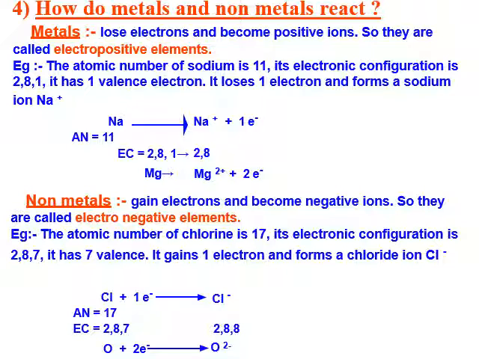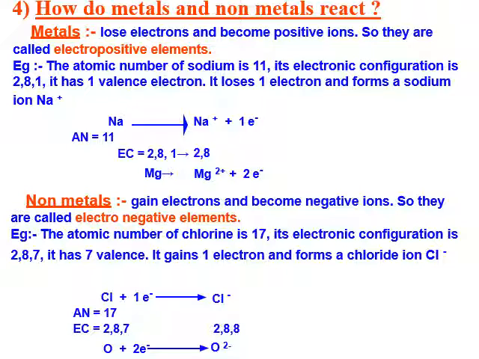Again, non-metals gain electrons and become negative ions, so they are known as electronegative elements. Non-metals are electronegative. For example, the atomic number of chlorine is 17. Its electronic configuration is 2, 8, 7. It has outermost electrons, or valence electrons, 7.